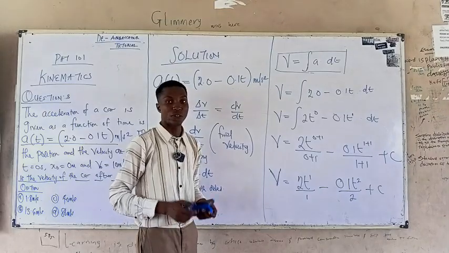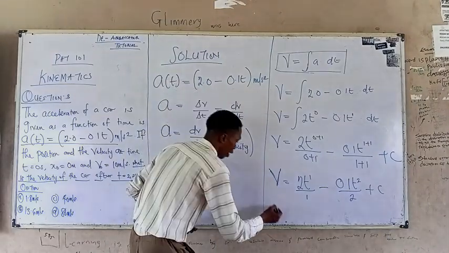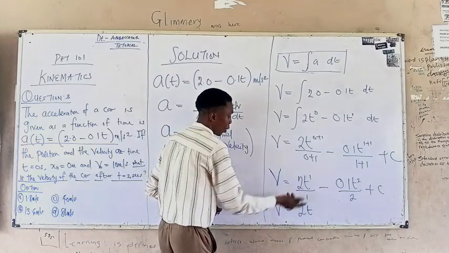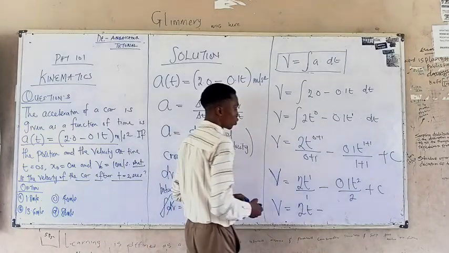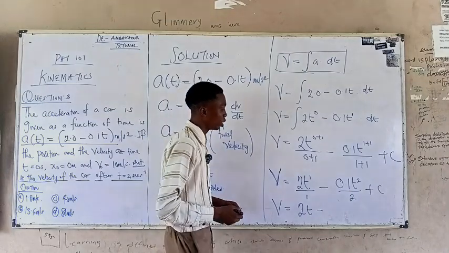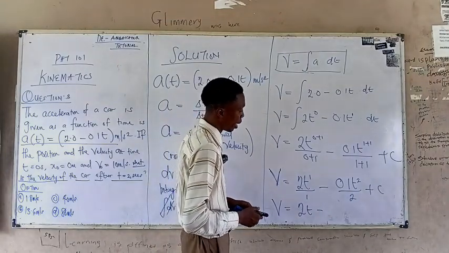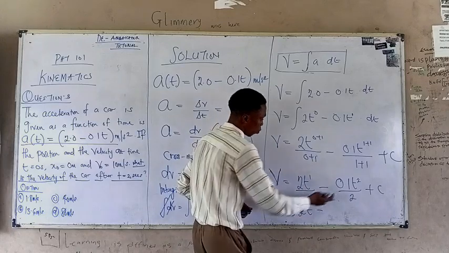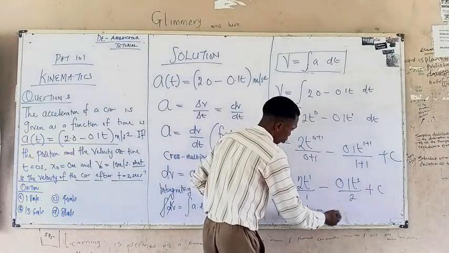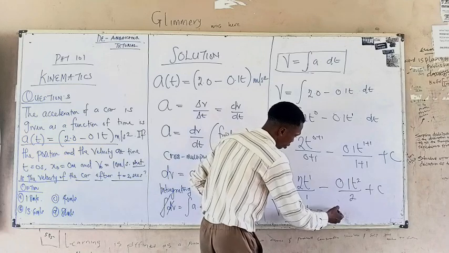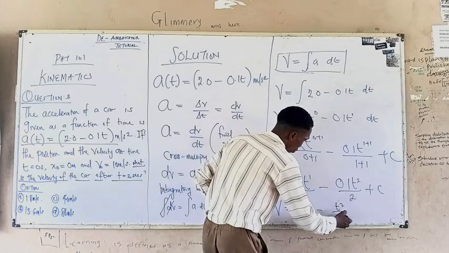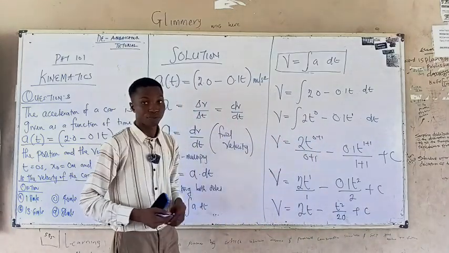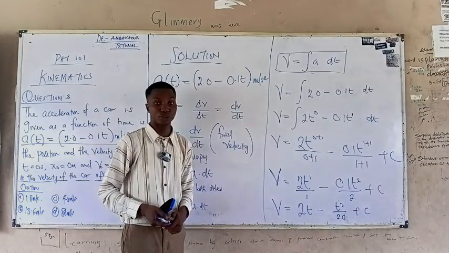So how can we write it in a normal way? We have that v is equal to 2t, because 2t divided by 1 is 2t, minus, when you use your calculator, 0.1 divided by 2, this is 1 over 20, that's 0.05. I can write it as t squared over 20, plus c. So this is what we have.